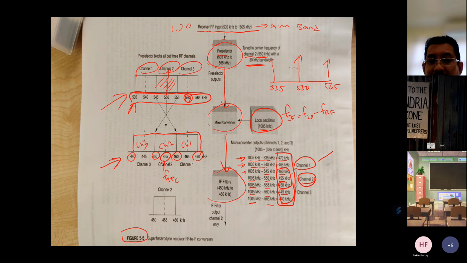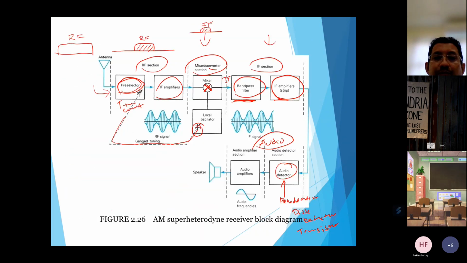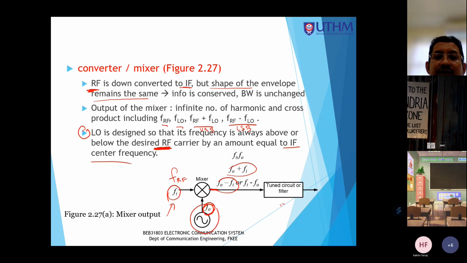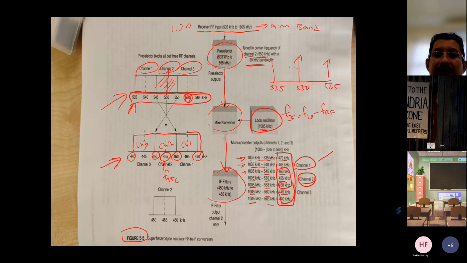Nampak IF section macam you lihat tadi, IF section dia ada satu band pass filter yang ni. So this band pass filter dia akan select satu radio station sahaja. Okay, dia ada band pass filter di sini, BPF. And this band pass filter dia punya center pada 455 kHz. Okay, dan dia akan select daripada 450 sehingga 460. From 450 until 460. So that means dia akan select channel 2 and remove channel 1 and channel 3.